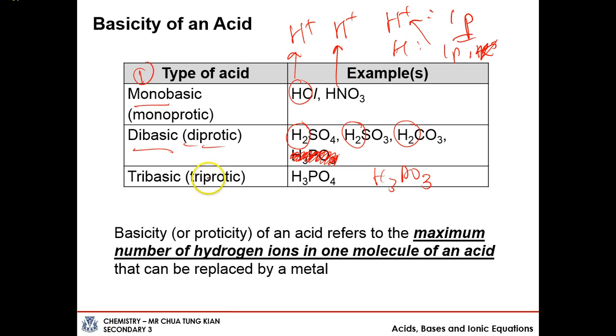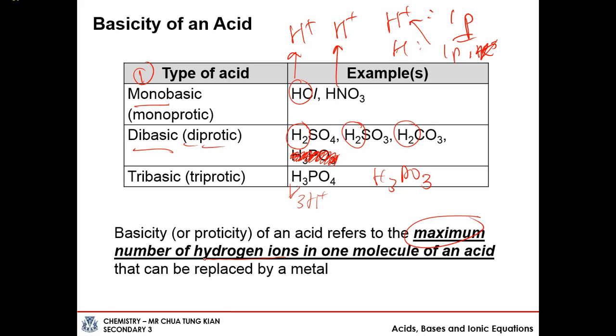Okay, so tribasic acids or triprotic acids, H3PO4, H3PO3, when they dissociate, they will give us 3 H plus ions each. So this refers to the maximum number of H plus ions that can be replaced by a metal. It doesn't need to replace all 3 at the same time, but this is the maximum number that can be replaced by a metal during an acid-metal, acid-salt or acid-oxide reaction, or one of the other reactions covered earlier in this topic.